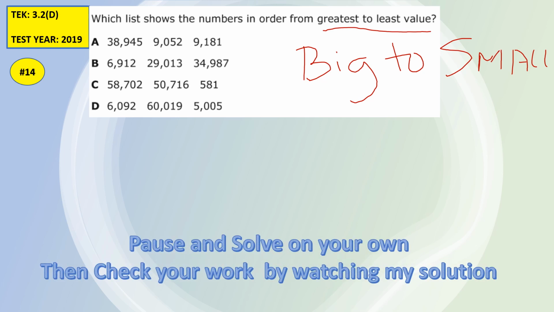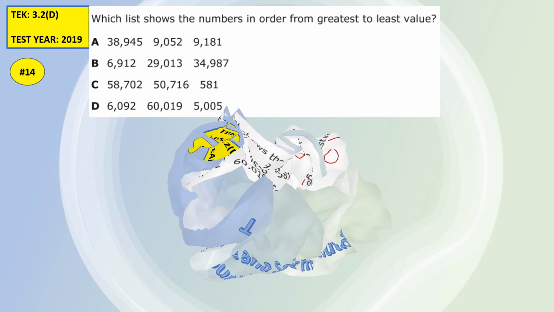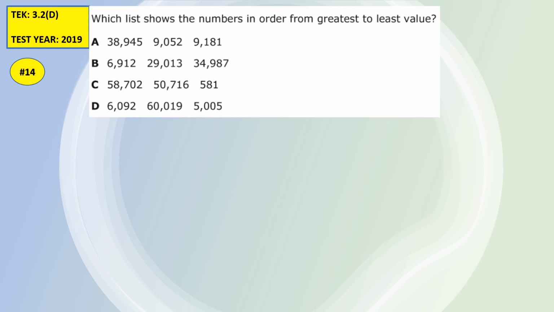Go ahead and pause the video and solve on your own. Then you're going to check your work by watching my solution. Now, it says which list shows the numbers in order from greatest to least value. So I want to go from big to small. Big to small. All right, let's look at answer choice A.